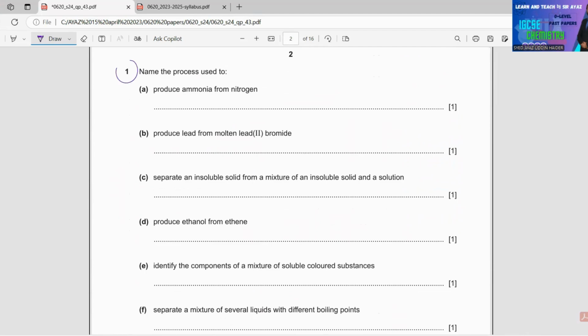Here's question number 1. Name the process used to A, produce ammonia gas. This is something which you have to learn by heart. It's Haber process. So you write Haber here. B, produce lead from molten lead bromide. We have electrolysis. Electrolysis will produce lead from lead bromide because lead is among the more reactive metals. So we'll go for the method of electrolytic reduction. So we'll write electrolysis.